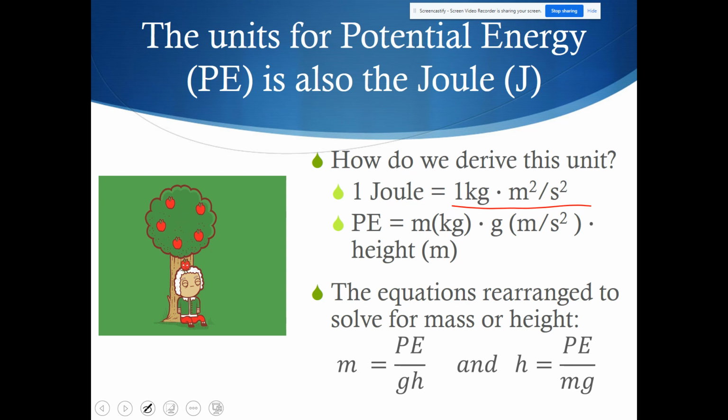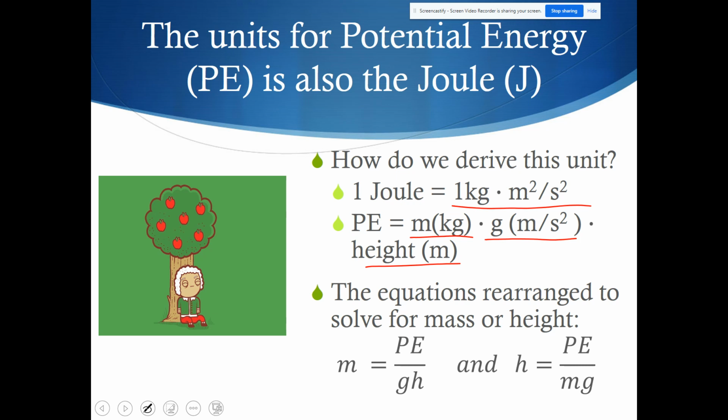Let's break this down into our formula to see where these units come from. The mass is where we get the kilograms. That gravity constant, meters per second squared, is where we get one of the meters and the seconds squared on the bottom. And then the height above the ground is where we get the other meters. So you can see that it's exactly the same units as what we had for kinetic energy.